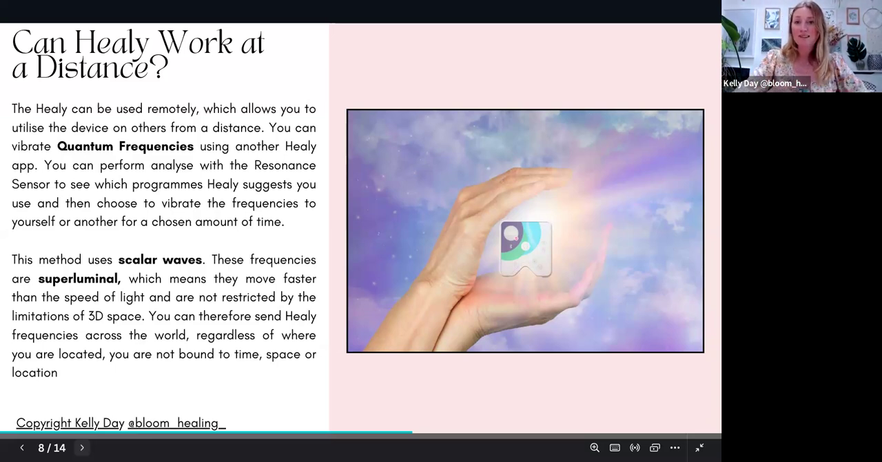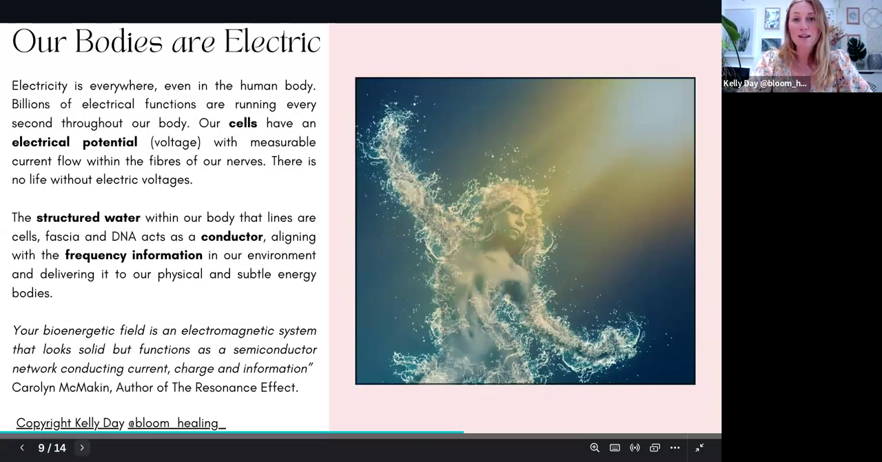So there are so many possibilities with these beautiful frequencies that are stored in the Healy cloud, that we are actually able to vibrate and send to other people, groups, places, as I said, animals. So I just wanted to touch upon this.